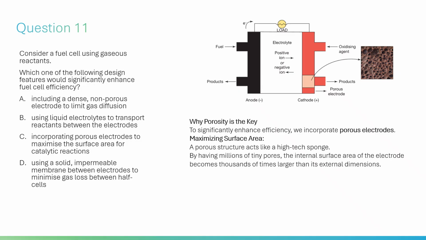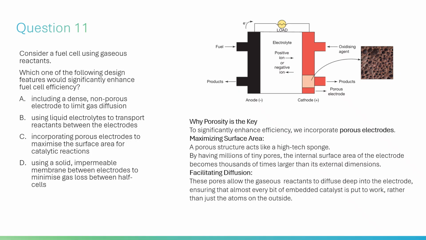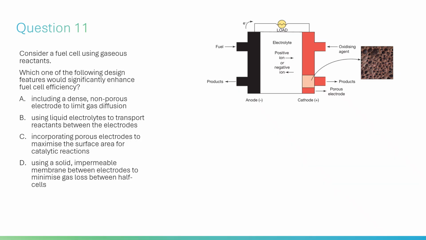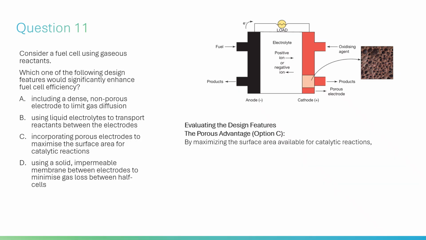By having millions of tiny pores, the internal surface area of the electrode becomes thousands of times larger than its external dimensions. Facilitating diffusion, these pores allow the gaseous reactants to diffuse deep into the electrode, ensuring that almost every bit of embedded catalyst is put to work, rather than just the atoms on the outside. Evaluating the design features. The porous advantage, option C.